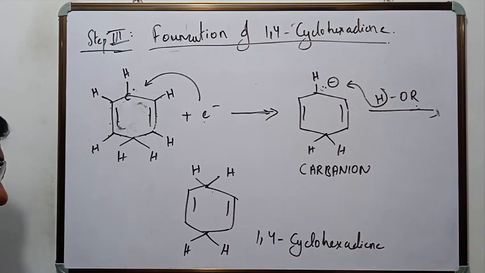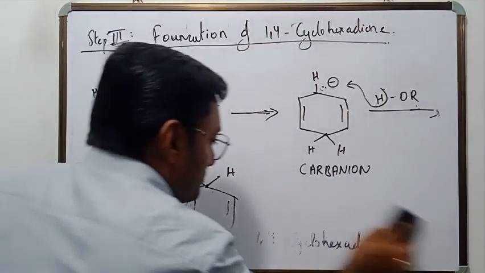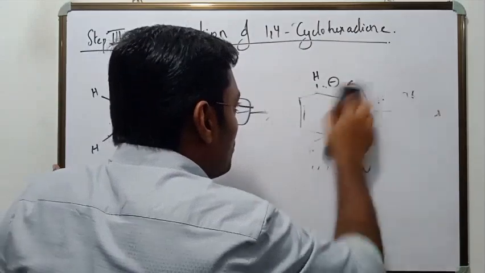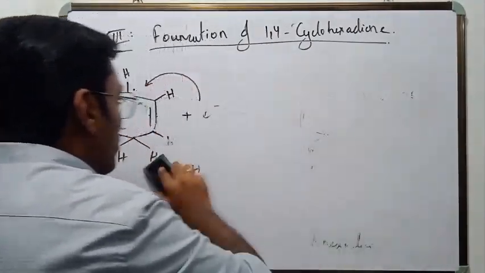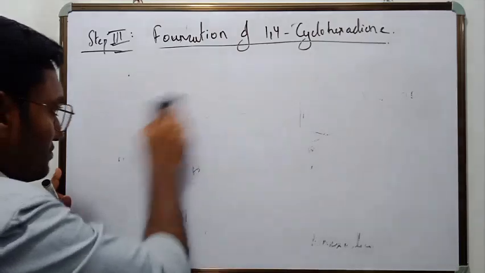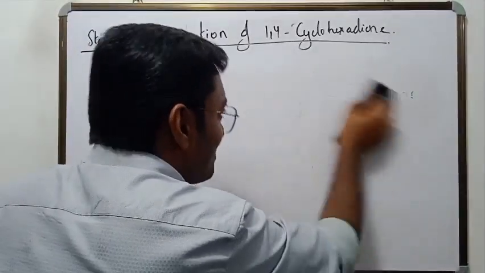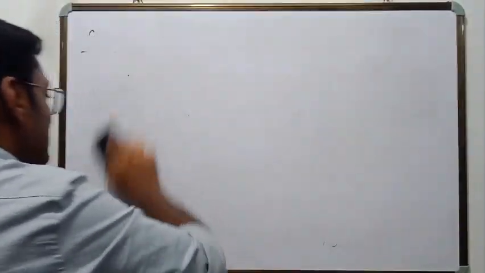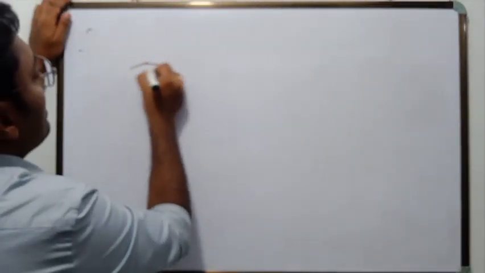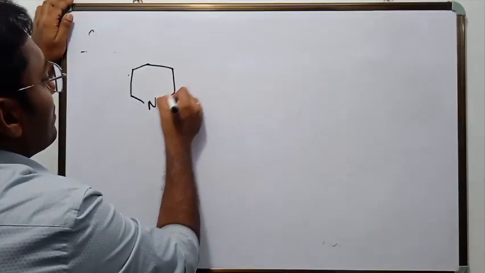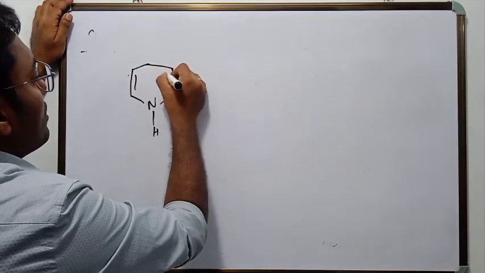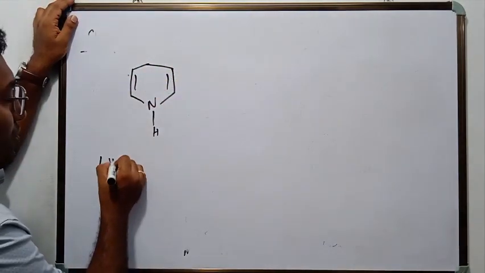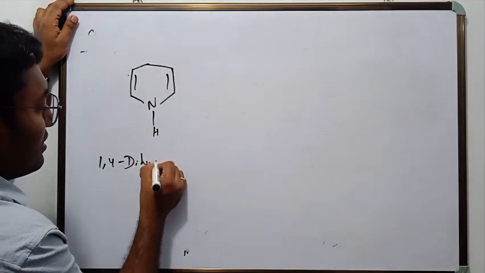Let us now come to synthetic importance. I am going to draw three compounds on the board, and then we will see their uses. All of these three compounds we can make through Birch reduction. The first and the most important is this. Okay, this is 1,4-dihydropyridine.